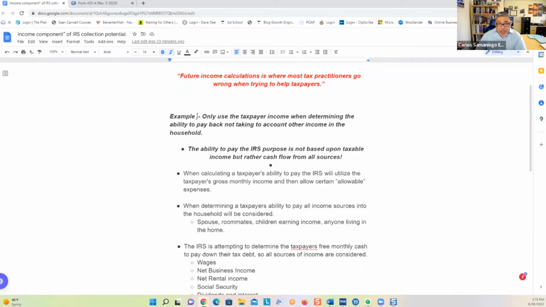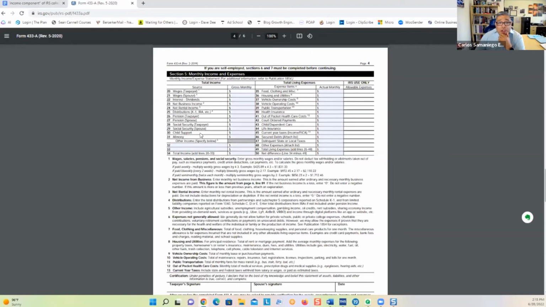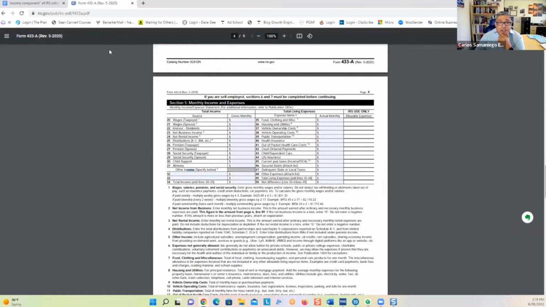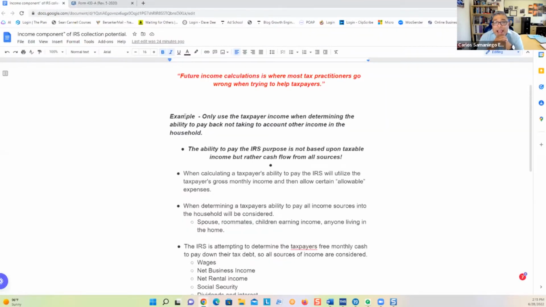One of the big mistakes I see here is that a lot of times, when a tax practitioner is working with a client, they will only use the taxpayer's income when determining their ability to pay back the IRS. But when the IRS is looking at this income information, you see other income, what they're determining is the total income coming into the house. The ability to pay the IRS is not based on what the taxable income to the taxpayer is. It's the cash flow that's coming from all sources into the home.